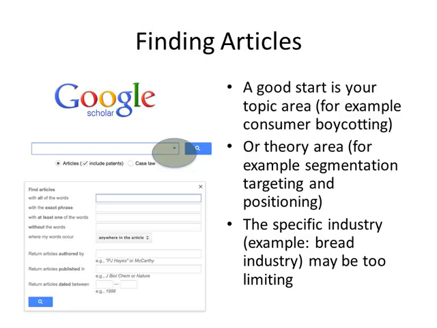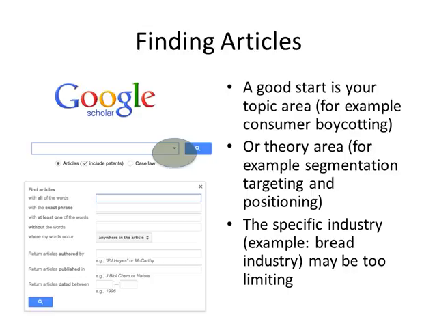So a really good place to start is with your topic area. For example, if you're looking up consumer boycotting, you can type that into the search area. Or you might be looking for a particular theory area. So for example, in marketing, we look up consumer segmentation and positioning or consumer behavior or whatever the theory area is that you're looking for.